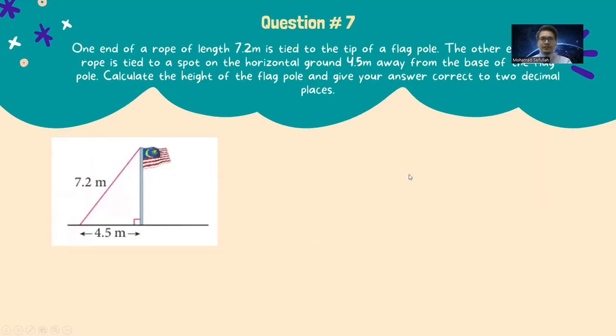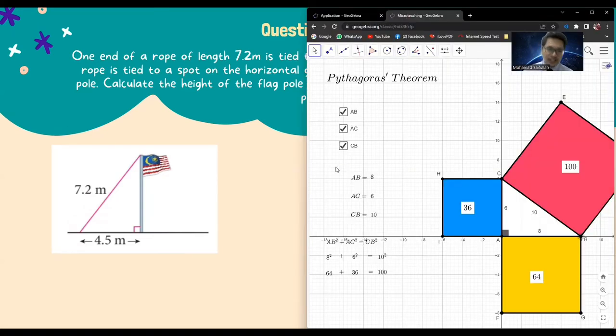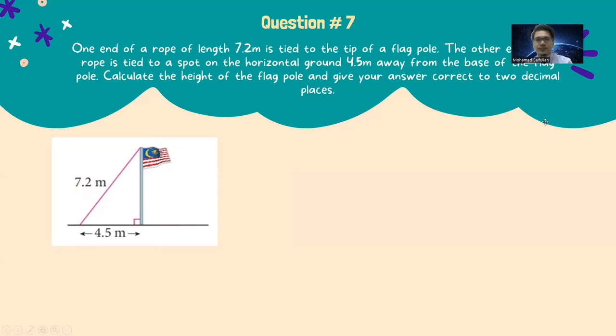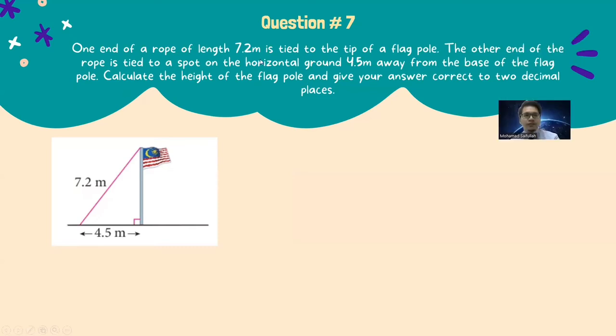Okay, so for the next question, again, we have teaching aids. We will learn how to use teaching aids today, because the working you can learn by yourself. As I showed on the slide, I already put it there, so you can refer to it anytime. Let's read the question first. One end of a rope of length 7.2 meters is tied to the tip of a flagpole. The other end of the rope is tied to a spot on the horizontal ground 4.5 meters away from the base of the flagpole. Calculate the height of the flagpole and give your answer correct to one decimal place.